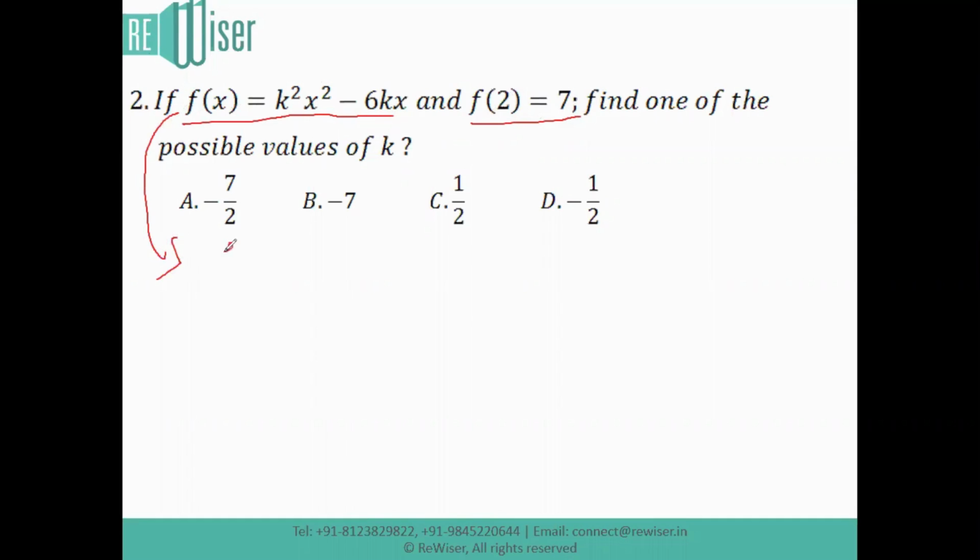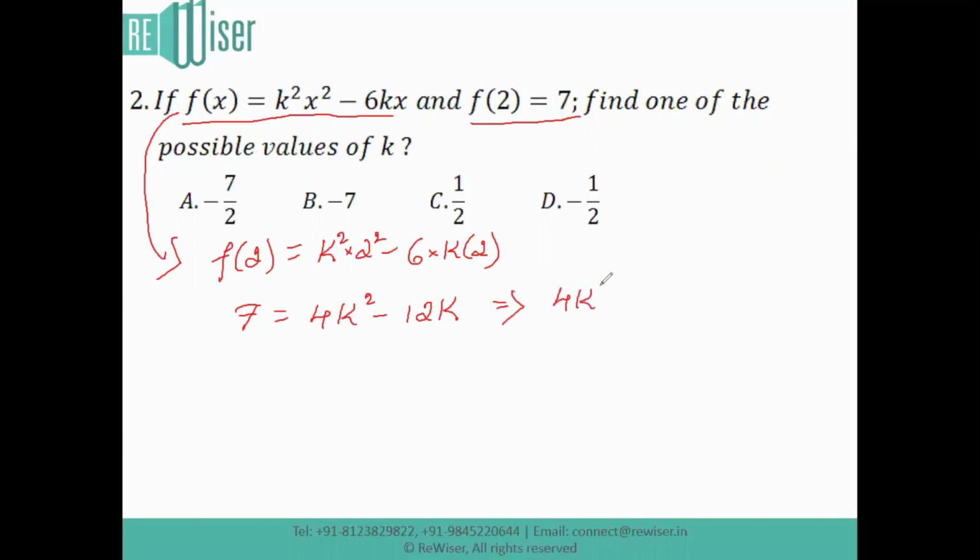So if I replace x with 2, it is going to be f of 2 is equal to k squared times 2 squared minus 6 times k times 2. If I simplify this, and since we know f of 2 is 7, it would be 4k squared minus 12k. If I rewrite this in a quadratic format, it looks like 4k squared minus 12k minus 7 equals 0. And I have to solve this quadratic equation.